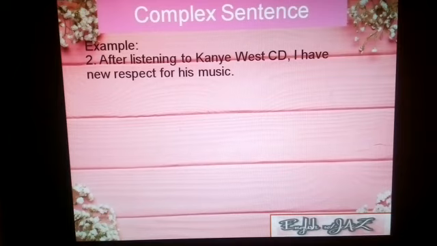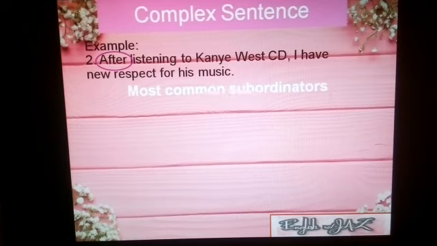Another example, after listening to Kanye West's CD, I have new respect for his music. So we have here one dependent and one independent clause joined by our subordinator after. Our dependent clause starts with the subordinator, after listening to Kanye West's CD, and our independent clause is I have new respect for his music.